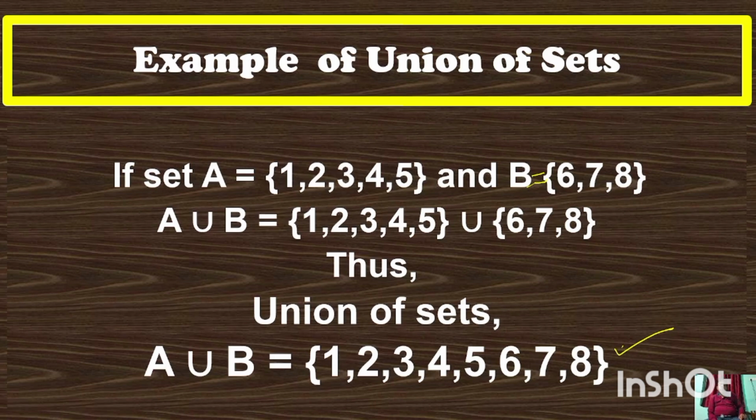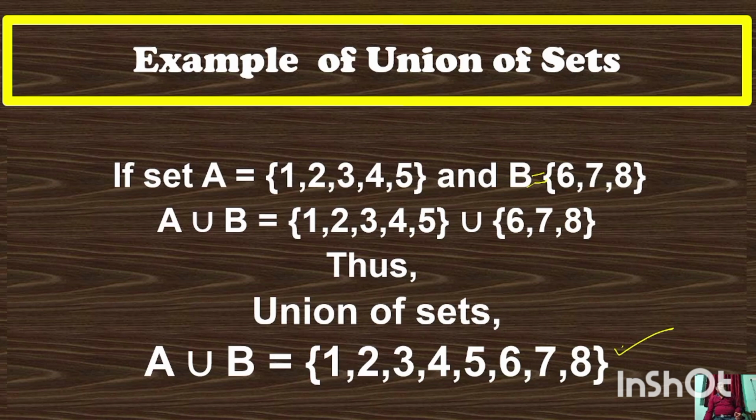Okay, so understood? Very simple. We have to take all the elements of A and all the elements of B, and by taking all the elements of A and B, we write them in curly brackets, and that brings about the formation of another set, and that set is known as A ∪ B.